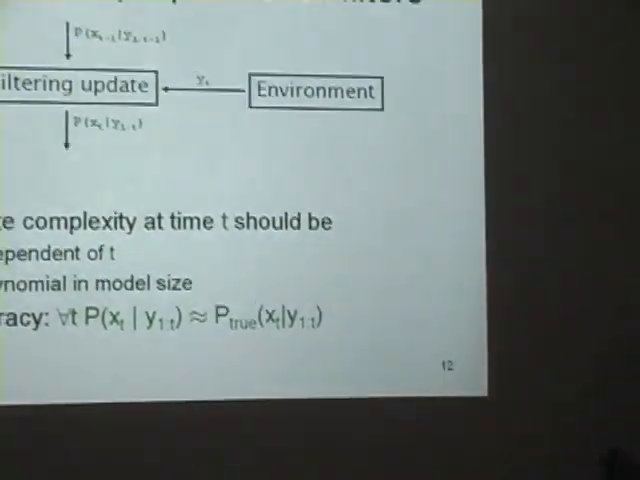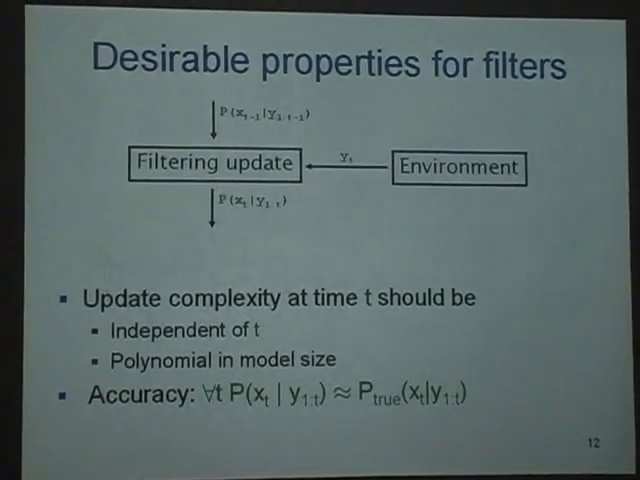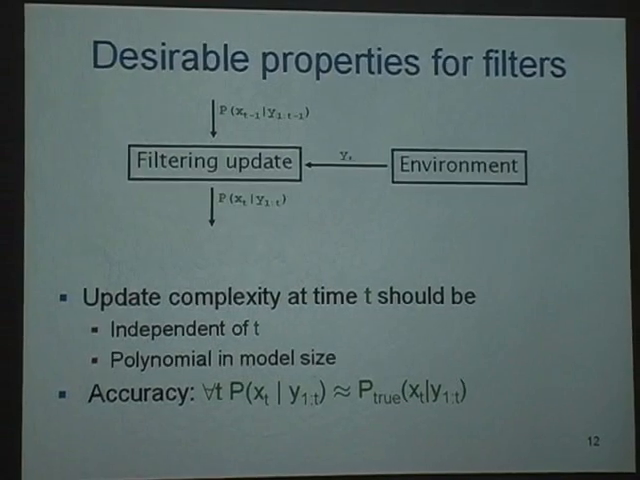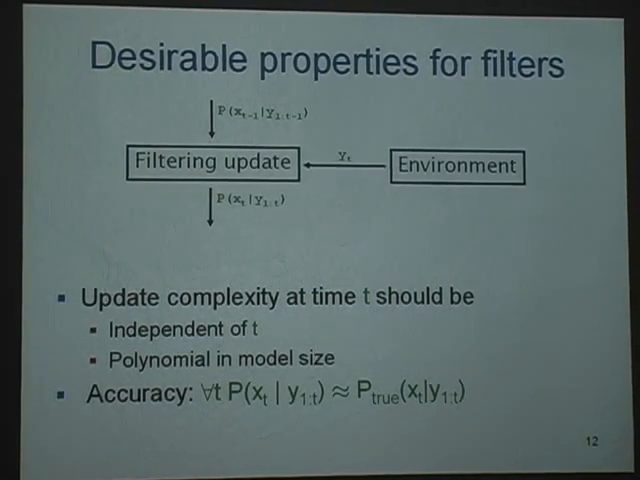So before doing that, let me say what we're aiming for with this filtering update. So recall that there's going to be an environment producing observations y, and at each time we have a previous estimate of the distribution of the state at time t minus 1, and we want to take that together with the observation and produce a distribution of the state at time t. So what do we want from that box over there?